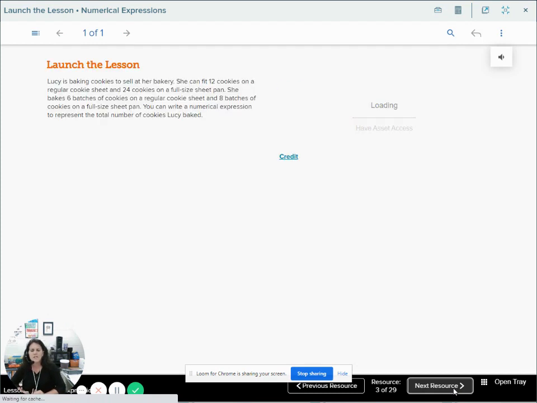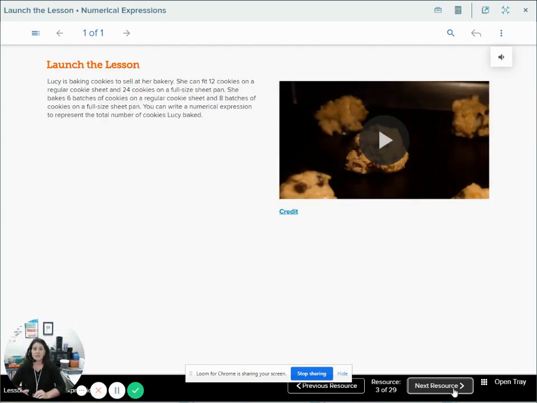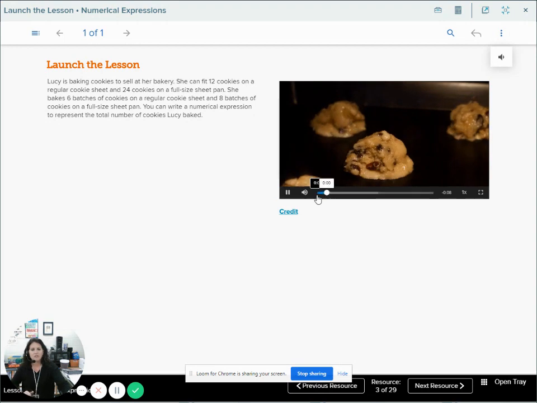A numerical expression involves numbers only. We are not going to have letters. It's not going to contain the alphabet. It only has numbers and mathematical symbols. So Lucy's baking cookies to sell at her bakery. She can fit 12 cookies on a regular cookie sheet and 24 cookies on a full-size sheet pan. She bakes 6 batches of cookies on a regular cookie sheet and 8 batches of cookies on a full-size sheet pan. You can write the numerical expression to represent the total number of cookies that Lucy baked.